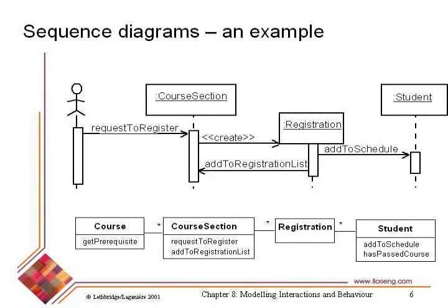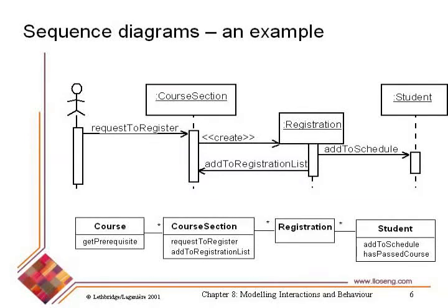And so when the request to register message comes in, the course section object is given control. Okay? And it will keep control until the bottom of the box. And that's the activation box. It's activated, it's doing something during that time period. Before that, we just saw a dotted line, meaning it's not activated.